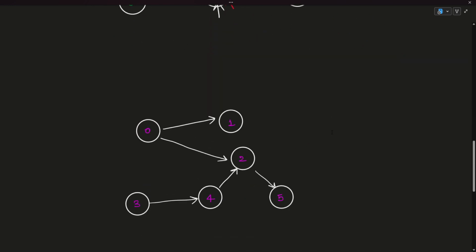So let's try to see the intuition which we discussed above, okay. So I will write down the in-degree count.